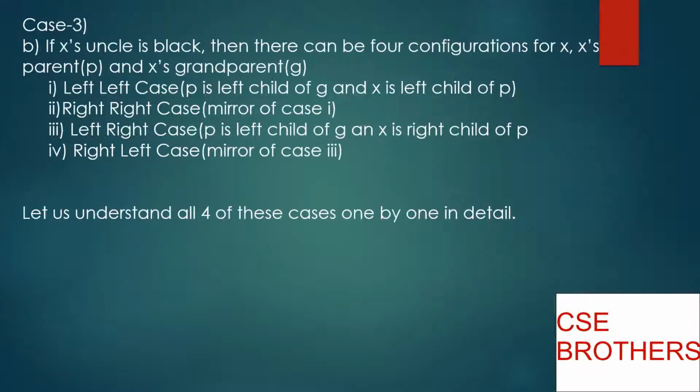Earlier we saw that the uncle of X was red, but now what if the uncle of X is black? Then if the uncle of X is black, there are 4 possible configurations further for X, X's parent and X's grandparent. These 4 cases are left left case, left right case, right right case and right left case. Let's understand all these 4 cases one by one.